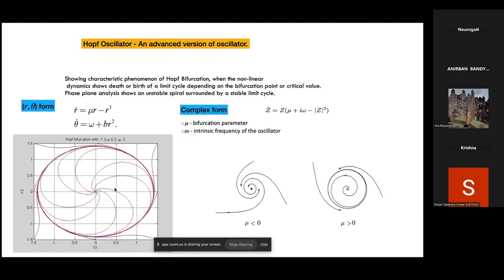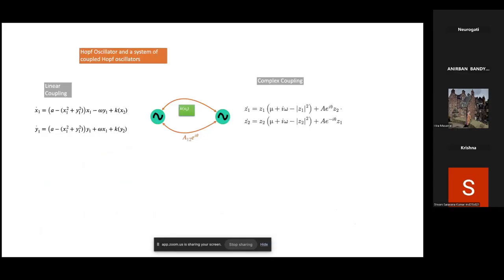So this is a simple Hopf oscillator, right? Let's say we try to understand how we can couple two different Hopf oscillators. Here I wrote the Hopf oscillators in XY form. Also, you can write the Hopf oscillators in the complex form.